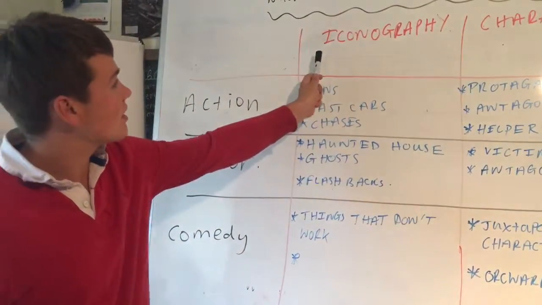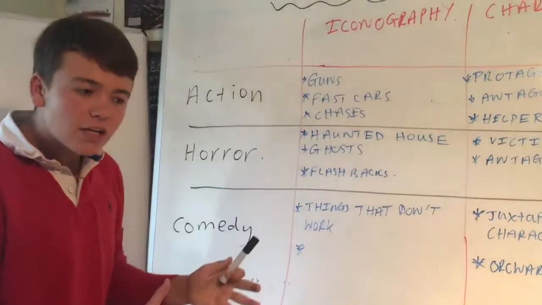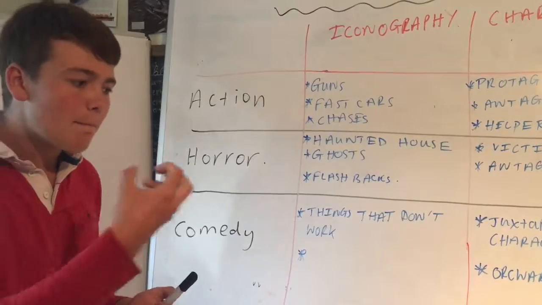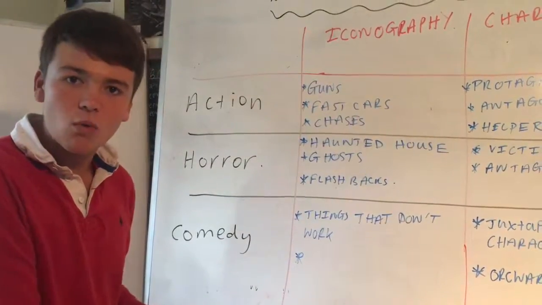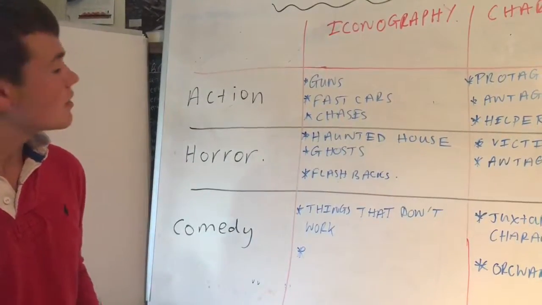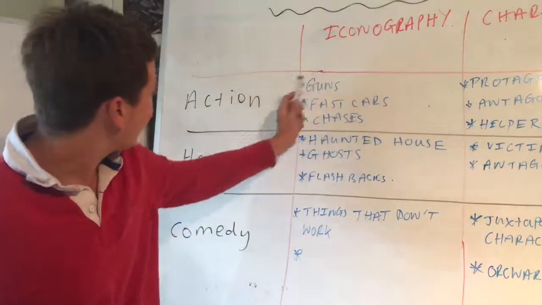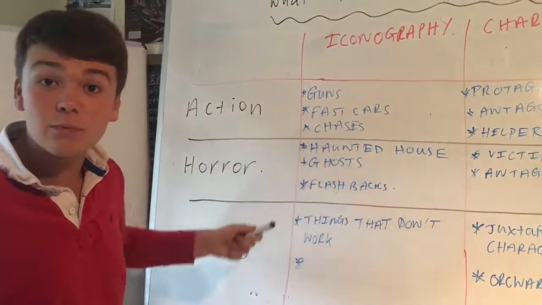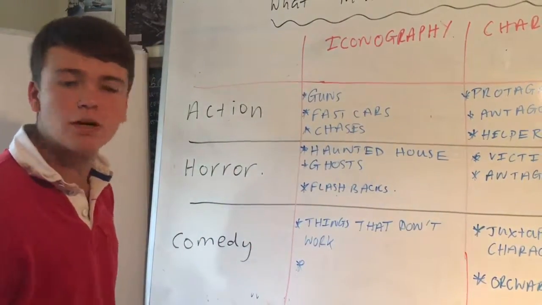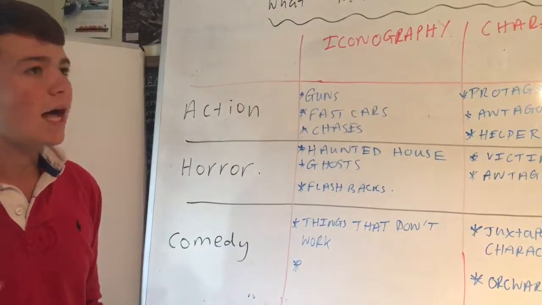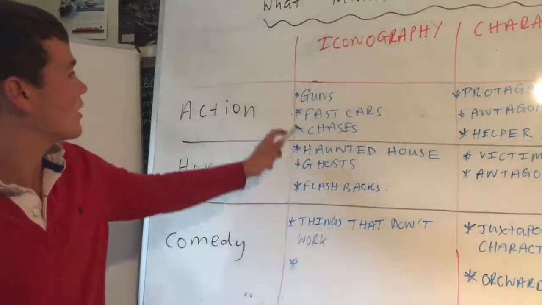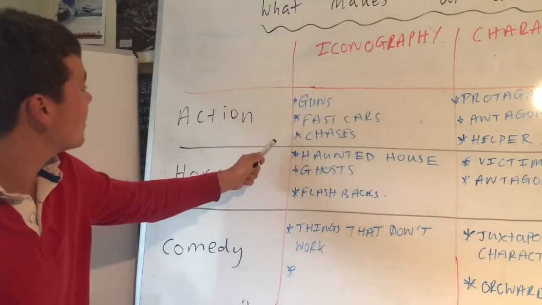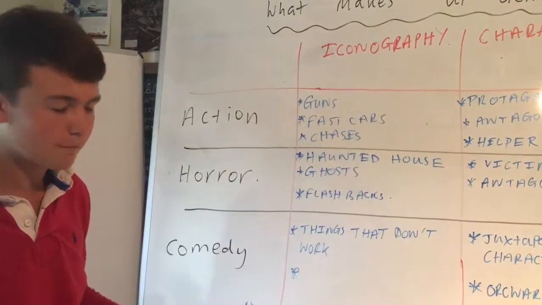So the first thing I want to discuss is iconography. Iconography is basically objects or symbolic things within a film which are iconic to that genre. So, typical iconography of an action genre will be guns, fast cars, chases. If we take action films like James Bond, American Sniper, Die Hard, these all consist of the same iconography. So from the iconography you can determine that those films are an action genre.